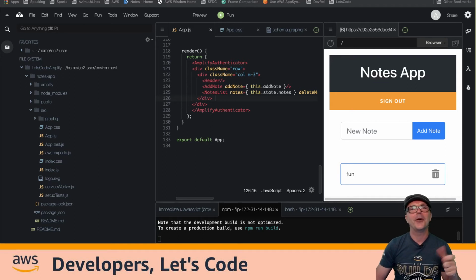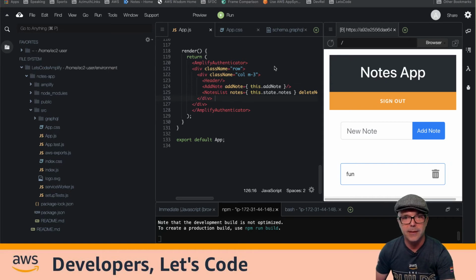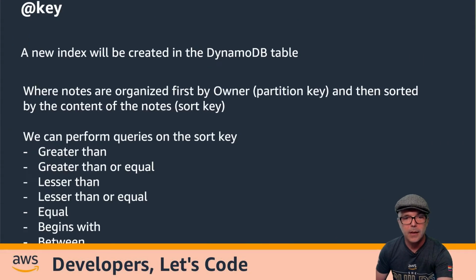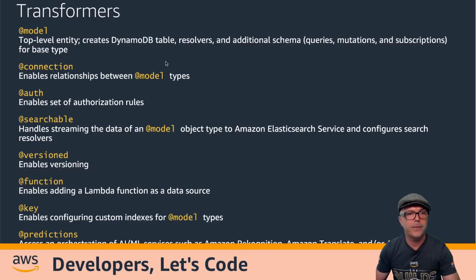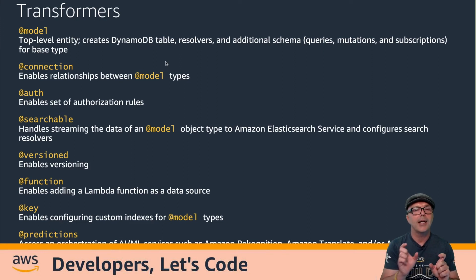The next thing we're going to do is add a search capability. With Amplify, we have a number of different transformers. Let me talk you through those. These are the transformers you have available to you. At the minute I've used @model and @auth. We also have a transformer called @searchable.